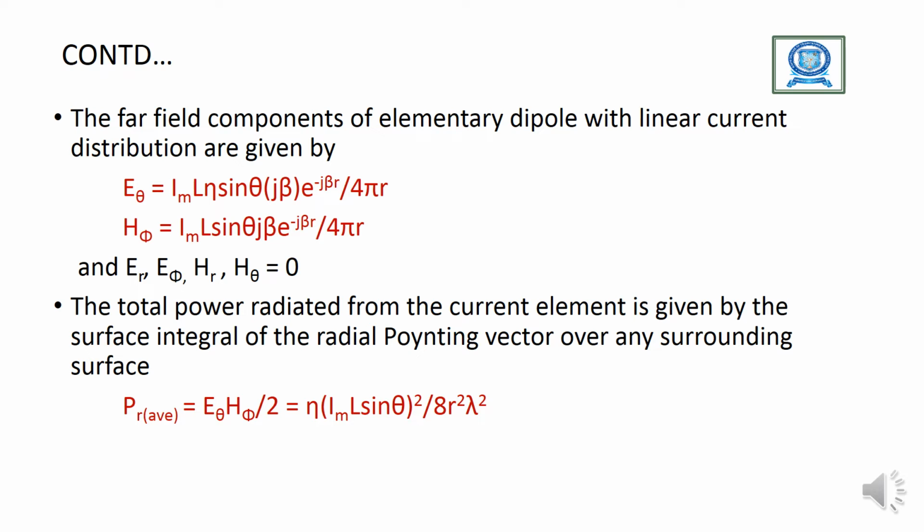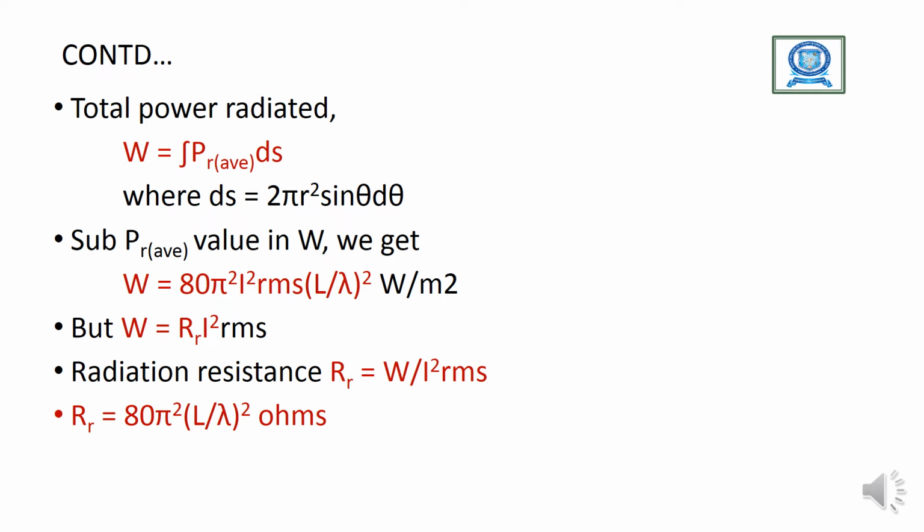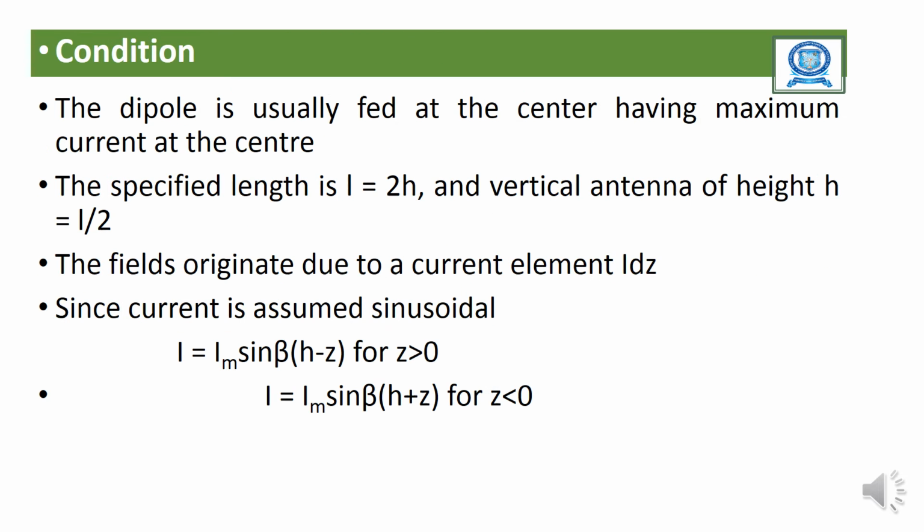Similarly, when we calculate the total power radiated along the current element, we use the surface integral with the Poynting vector theorem. As we have studied the Poynting vector theorem, when we apply it in this case, the average power radiated is equal to E theta H phi divided by 2, which is equal to eta Im l sin theta square divided by 8 r square lambda square. So this is how the total power is calculated. You can see in the slide the average power is calculated as well as the radiation resistance, for a particular half wave dipole antenna.